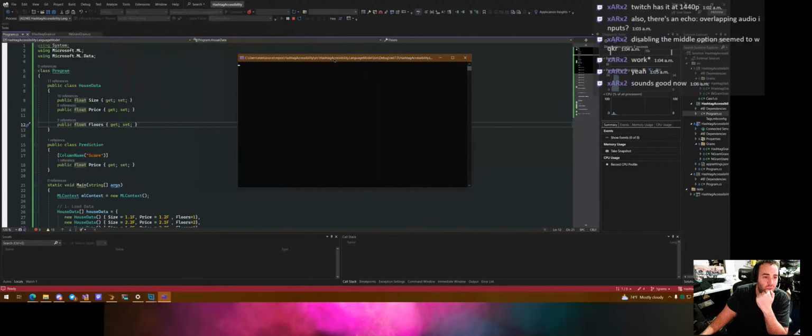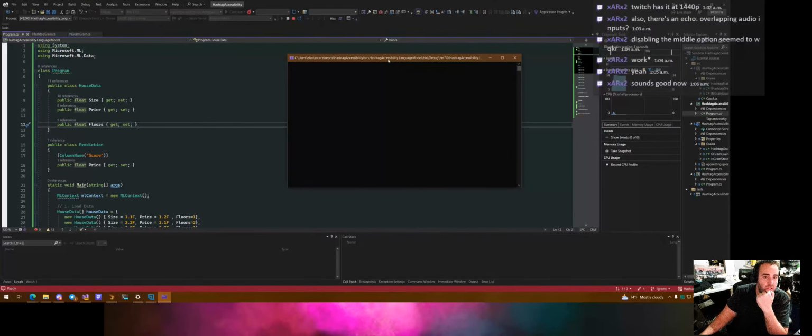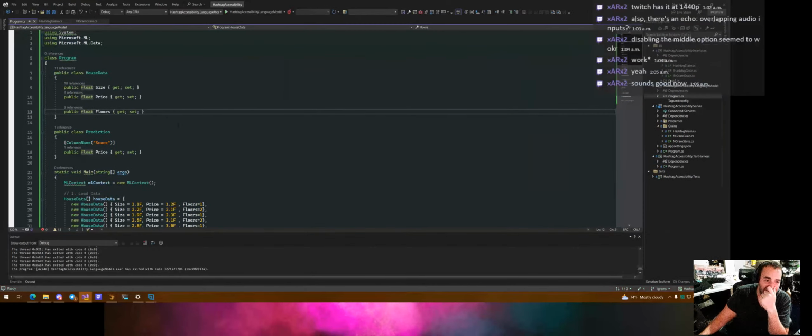All right, so we're going to enter in. Oh, but I only have one thing entered in, so all the floors are going to be zero. So 2.5. Yeah, floors are zero. Zero floors. That's great.